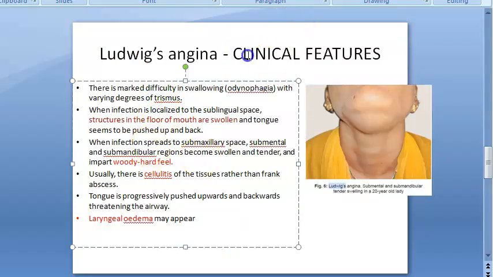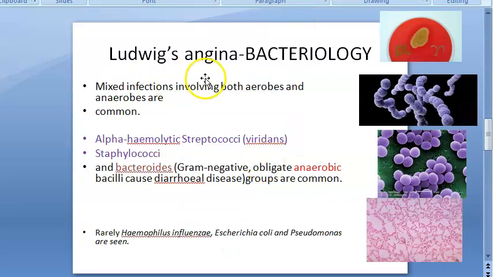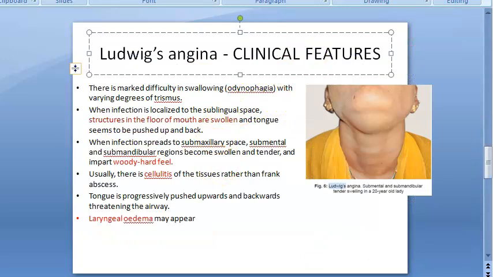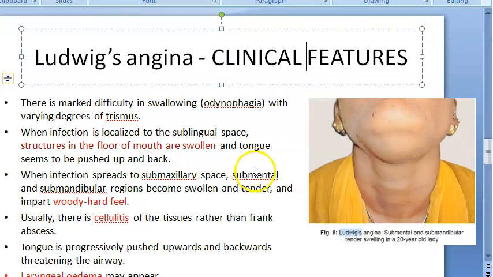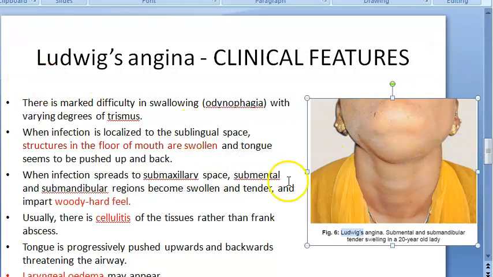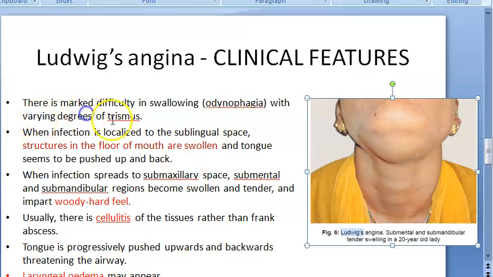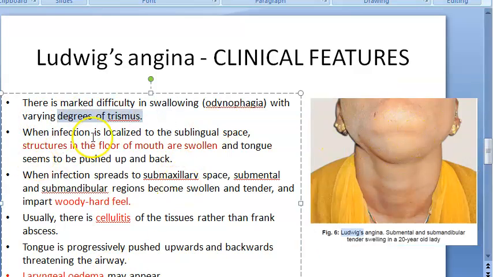We will now move to clinical features of Ludwig's angina. What did we just finish? Bacteriology. Now let's look at clinical features. Basically what will happen if these people have swelling like this? They will have difficulty in swallowing. They can't swallow. That is called odynophagia. And they'll have trismus, that is, locked jaw.